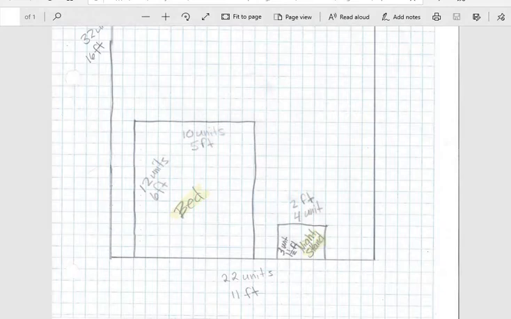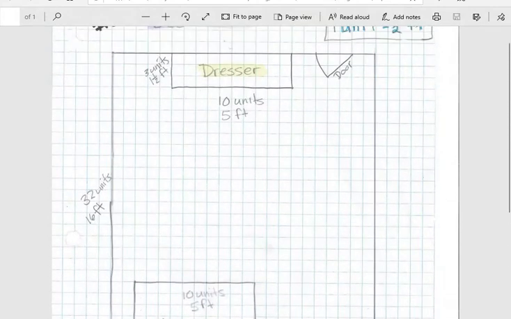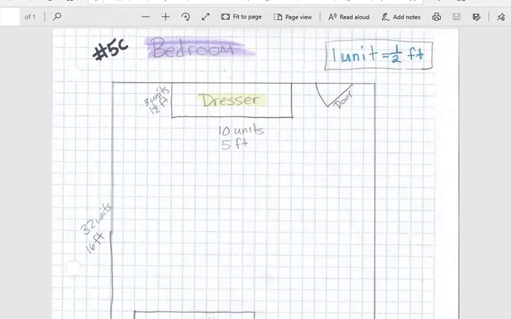I will have secret ways of knowing if you did this correctly or not, because if you have a bed that is 27 feet long, do you think you did a very good job on your scale drawing? I don't know of any bed that is 27 feet long. I don't even know of many bedrooms that's 27 feet long. Okay, so notice how all the items have the original units and then their scale measurement next to it.